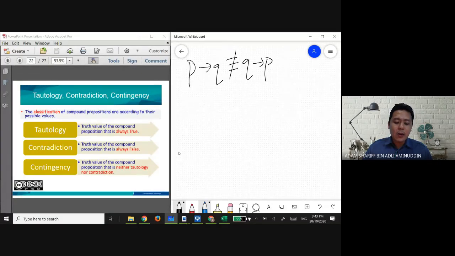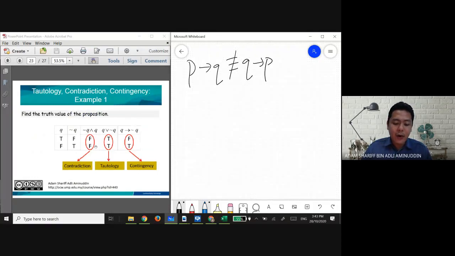If the compound proposition is always true, that is, if all of the truth values exhibited in the column are true, then it's a tautology. If all of them are false, we call it a contradiction. And if you have a mixture between F and T, we call it a contingency.